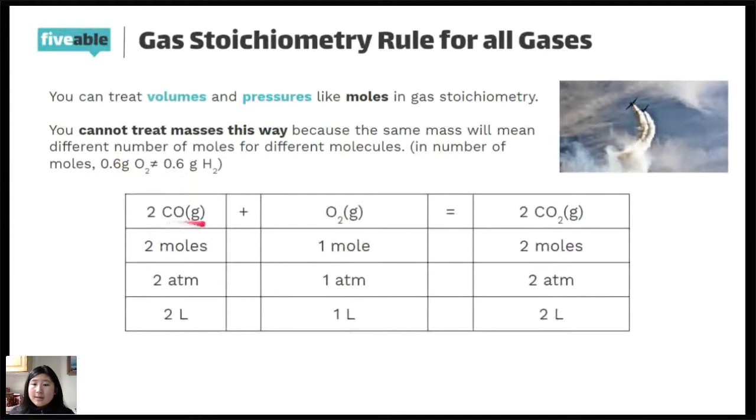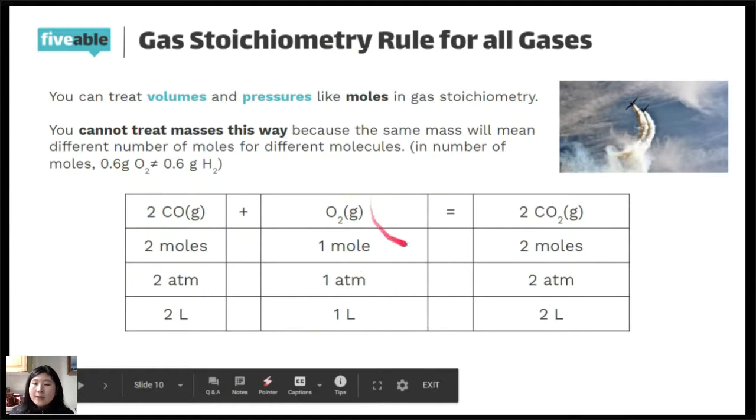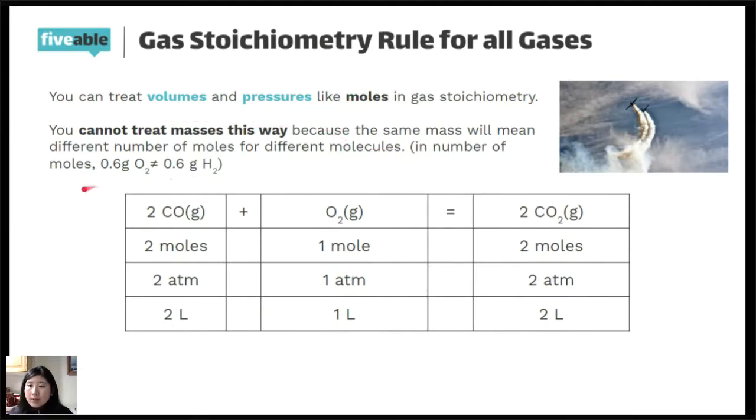So over here we can see this is a really handy table to relate all the information up here. Usually when we read this, we would say 2 moles of CO plus 1 mole of oxygen gas equals 2 moles of CO2, carbon dioxide. However, in gas stoichiometry, we can also read it as 2 atomic pressures of this and 1 atomic pressure of this equals 2 atomic pressures of this. And 2 liters of this plus 1 liter of this equals 2 liters of this. So I think that's pretty cool that you can use volumes and pressures interchangeably in gas stoichiometry.